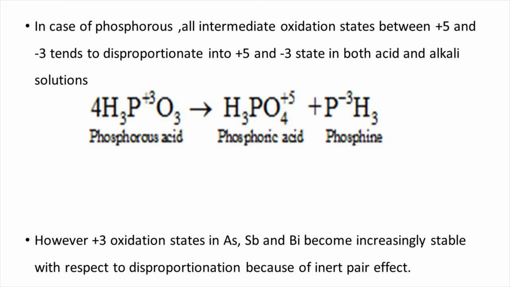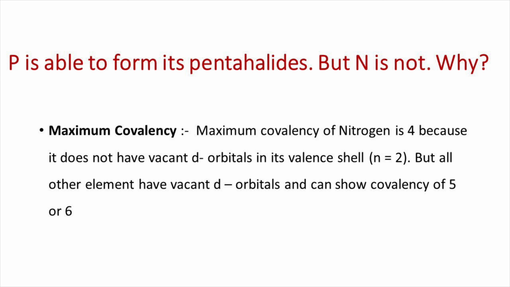All the oxidation states intermediate between +5 and -3 tend to disproportionate into +5 and -3, both in alkali and acid. For example, phosphorus acid is converted into phosphonic acid and phosphine. However, the +3 oxidation state in arsenic, antimony and bismuth becomes increasingly stable with respect to disproportionation because of inert pair effect. Phosphorus is able to form its pentahalides, but nitrogen is not.